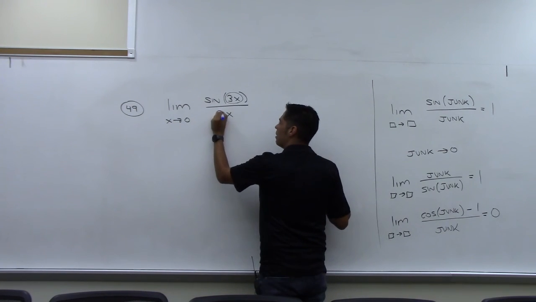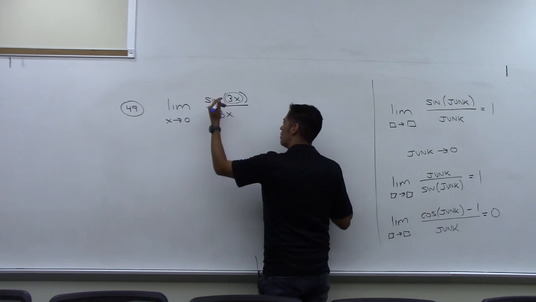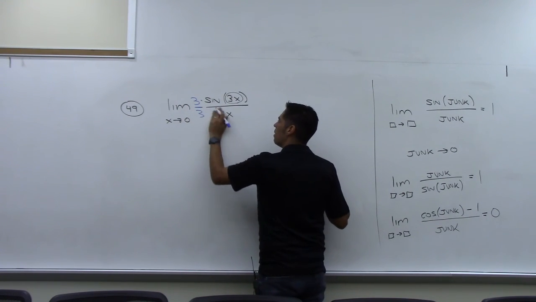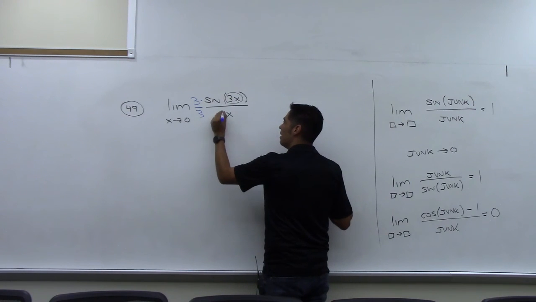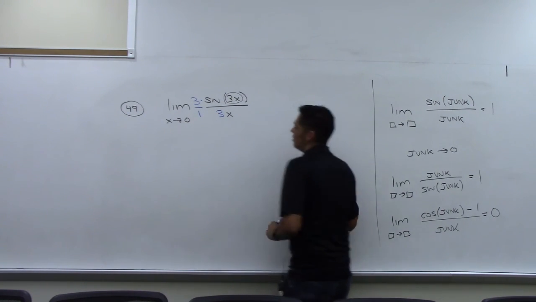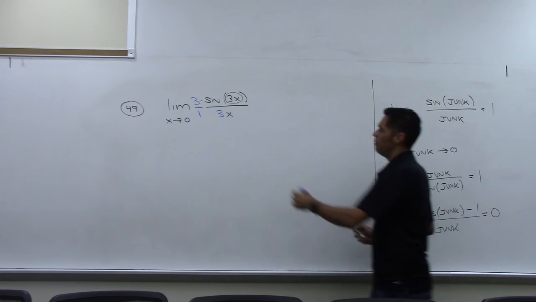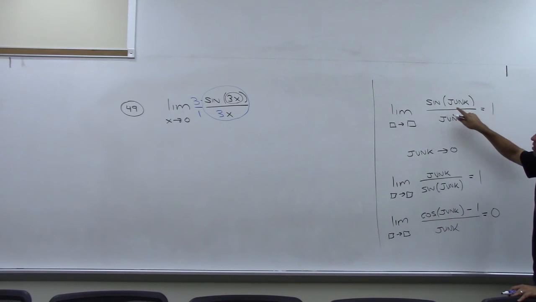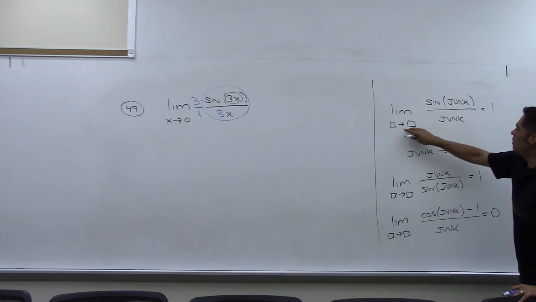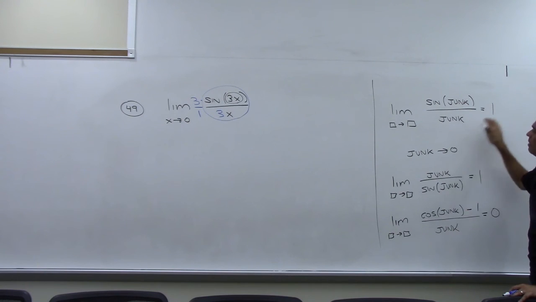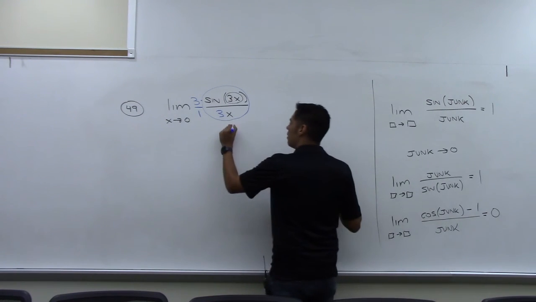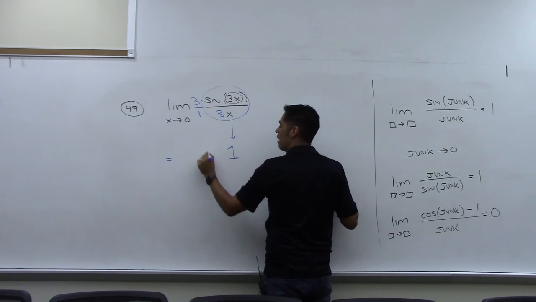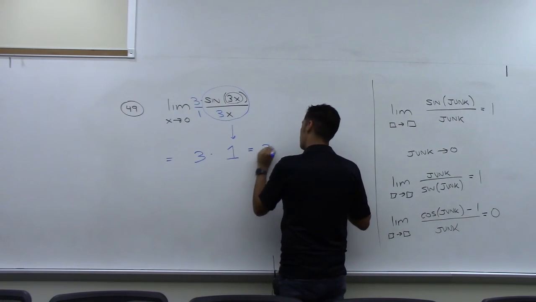I can't just slap a 3 here, though, right? Whatever I do to the bottom, I have to do to the top. So I'm going to slap a 3 up here. Really, here's what I'm doing: I'm multiplying by 3 over 3, which is 1. I'm sliding this 3 underneath here and putting a 1 out here. It's the same thing. And now this matches exactly this formula: sine of some junk over the same exact junk. When I take the limit, that junk and that junk both go to 0. The answer is 1. So this right here, when I take the limit, will be a 1. And then I still have a 3 over 1 out here, so times 3. So the answer is 3.